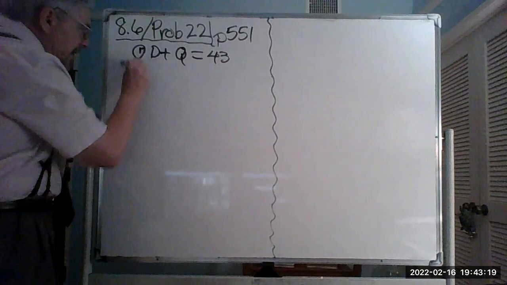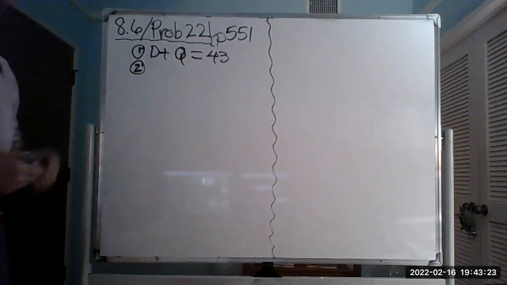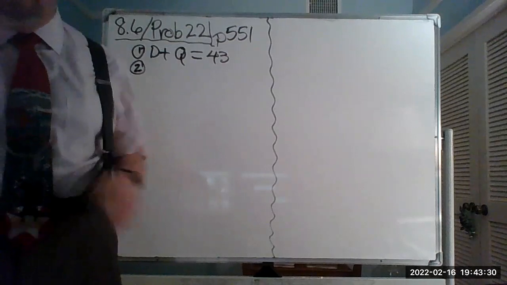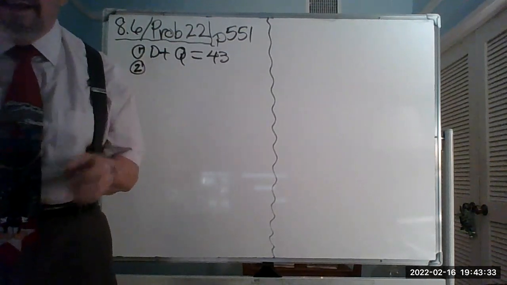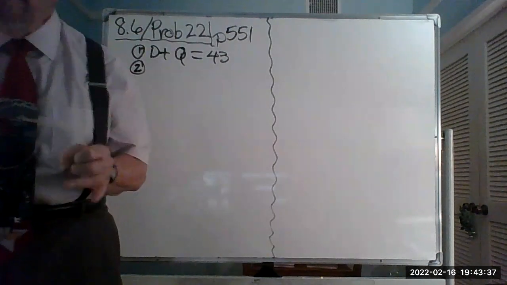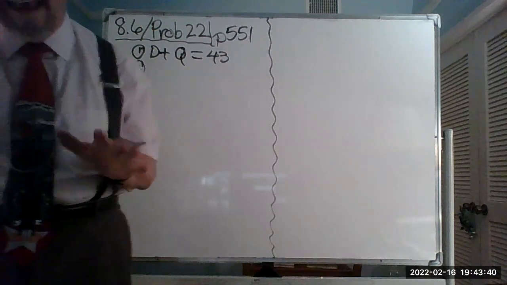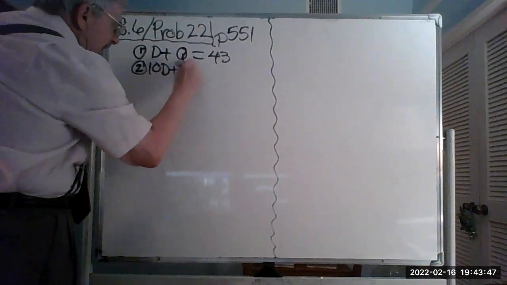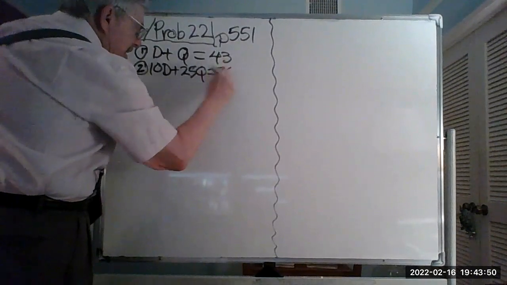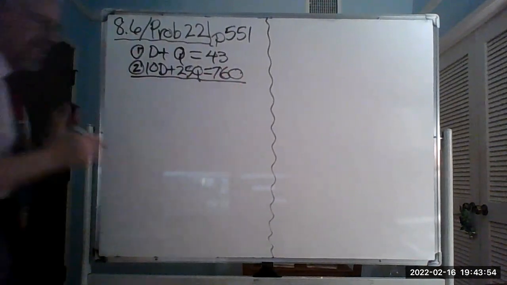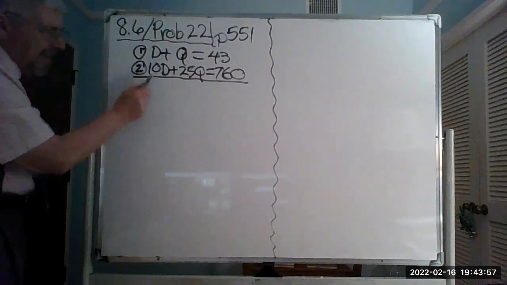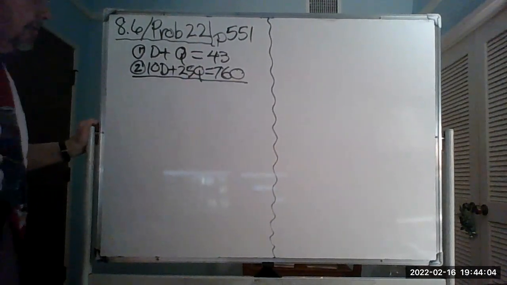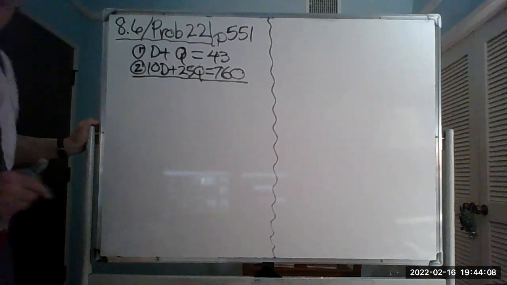Now the second one is a value mixture. So remember, you're working in dollars or cents. They give us the total amount at $7.60. So that's 760 pennies. A dime is 10 pennies. The easiest way to work this one is in cents. So this would be 10D plus 25Q is equal to 760. There's my system. Each dime is 10 pennies, each quarter is 25 pennies, and if I count off all those pennies, I'll have 760 of them.